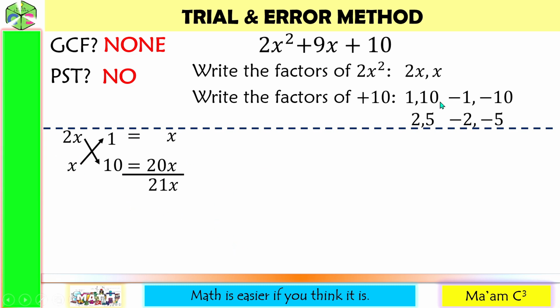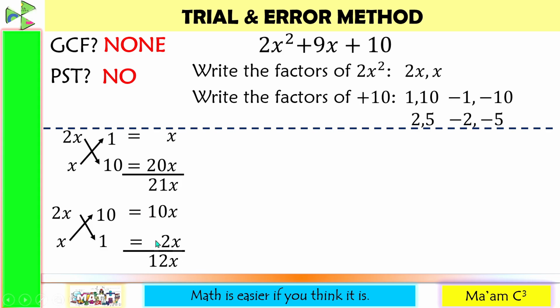Again, I'll write 2x and x. This time, I'll interchange 1 and 10. I'll make it 10 and 1. Same procedure, cross multiplication. X times 10 is 10x. 2x times 1 is 2x. I'll add them. This is 12x. It's still not the same as my middle term. Again, 2x and x. I'm done with 1 and 10.